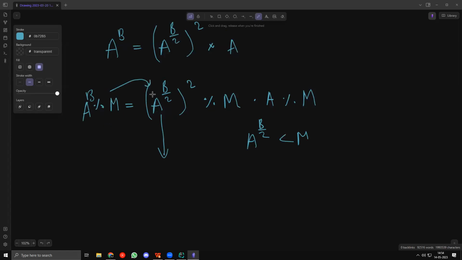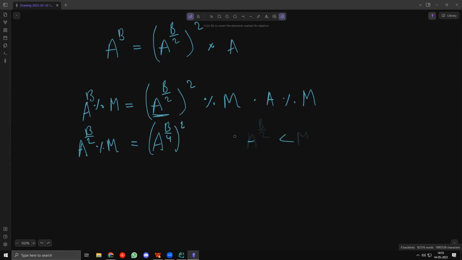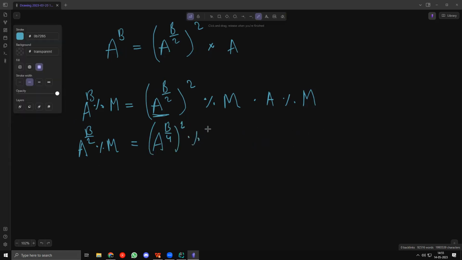Now, we know that when I'm taking a to the power of b modulo m, and when I go to my child, the child is also going to say a to the power of b by 2 times a to the power of b by 2 modulo m. Basically, this is what it's calculating, right? Now it's taking this, and it's saying this will be equal to a to the power of b by 4 squared modulo m times a modulo m.